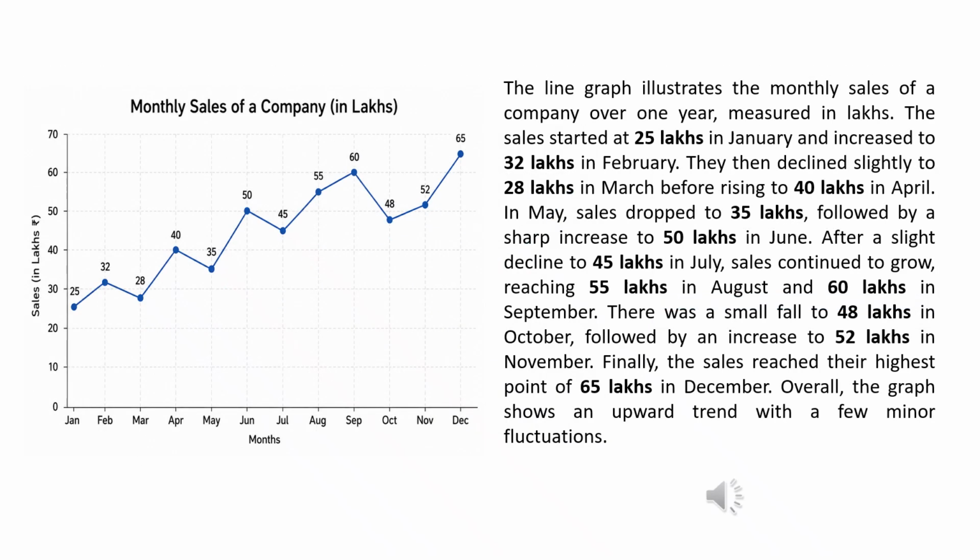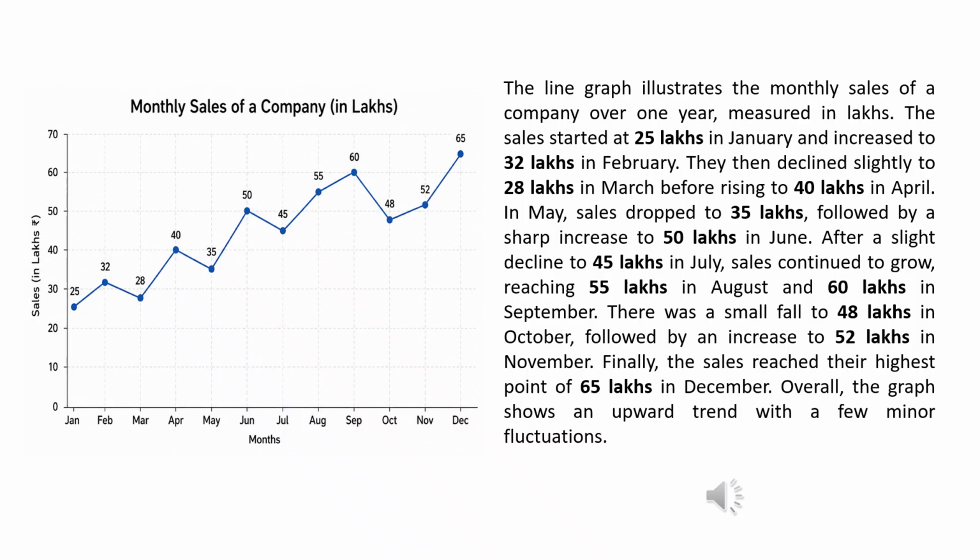The line graph illustrates the monthly sales of a company over 1 year, measured in lots. The sales started at 25 lots in January and increased to 32 lots in February. They then declined slightly to 28 lots in March before rising to 40 lots in April. In May, sales dropped to 35 lots, followed by a sharp increase to 50 lots in June.